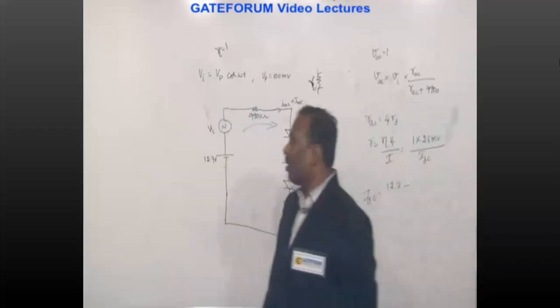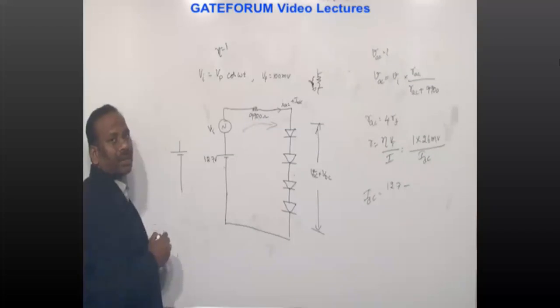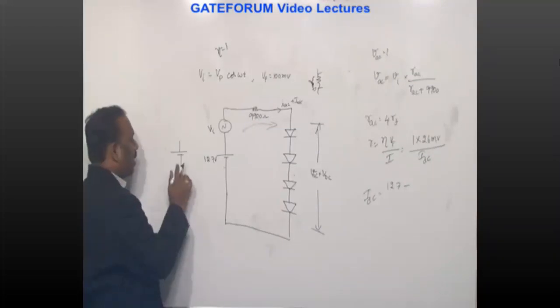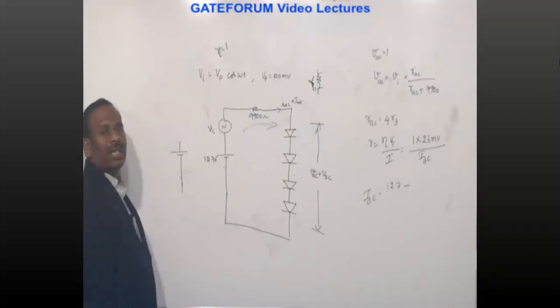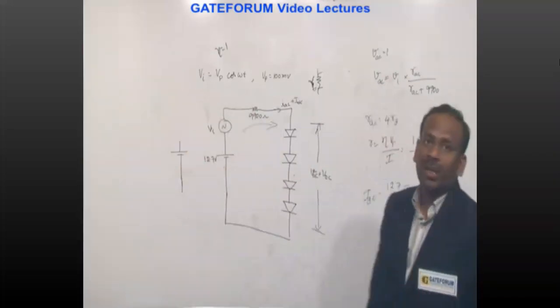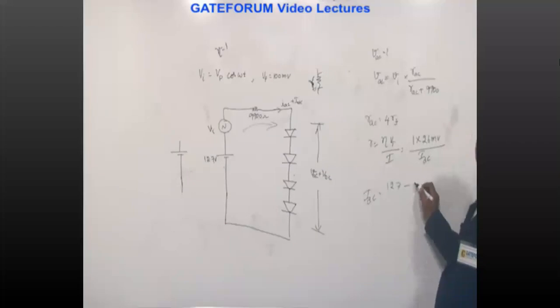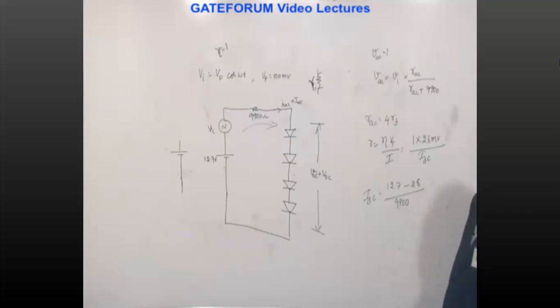Already I said, in the DC equivalent circuit, the diode is replaced by a cut-in voltage like this. There is an internal resistance r, which we are neglecting. Therefore it is replaced by this one. What is the voltage drop across each diode? 0.7, silicon diode. 0.7, 0.7, 0.7, 2.8. 2.8 divided by the resistance 9900. Find out this IDC.